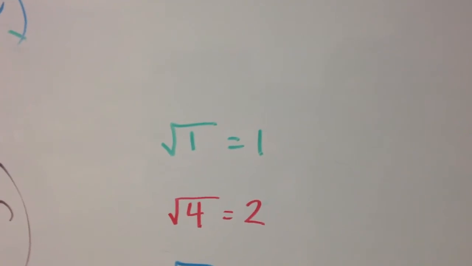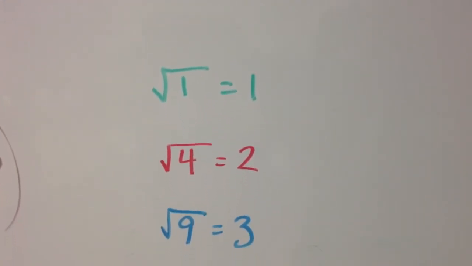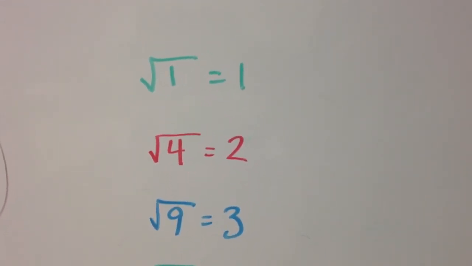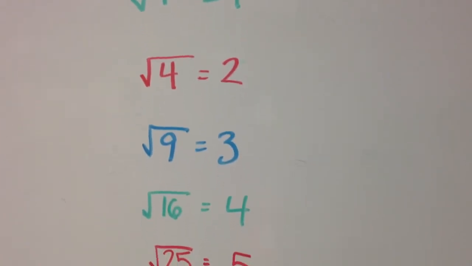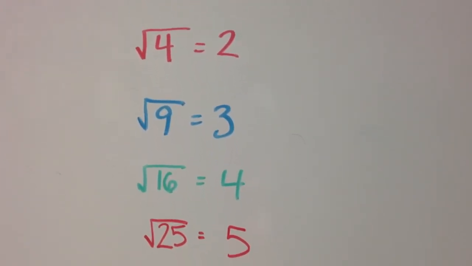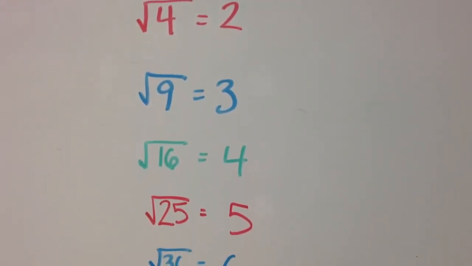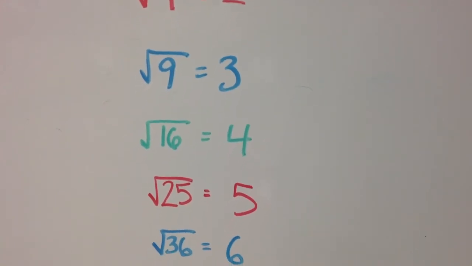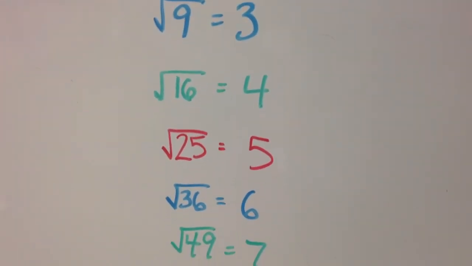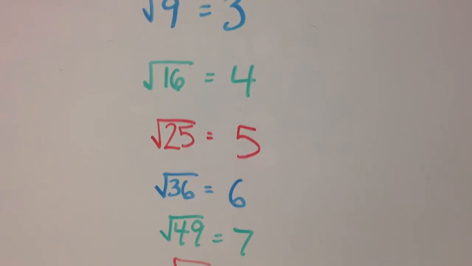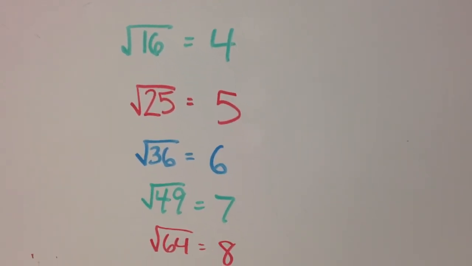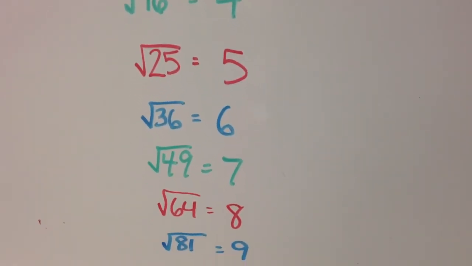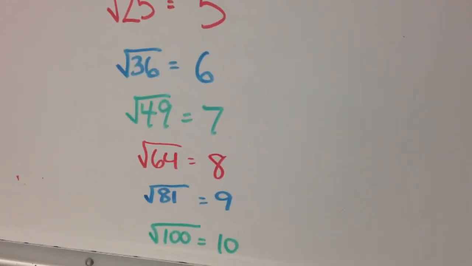We know that the square root of 1 is 1. The square root of 4 is 2. The square root of 9 is 3. The square root of 16 is 4. The square root of 25 is 5. The square root of 36 is 6. The square root of 49 is 7. The square root of 64 is 8. The square root of 81 is 9. And the square root of 100 is 10.